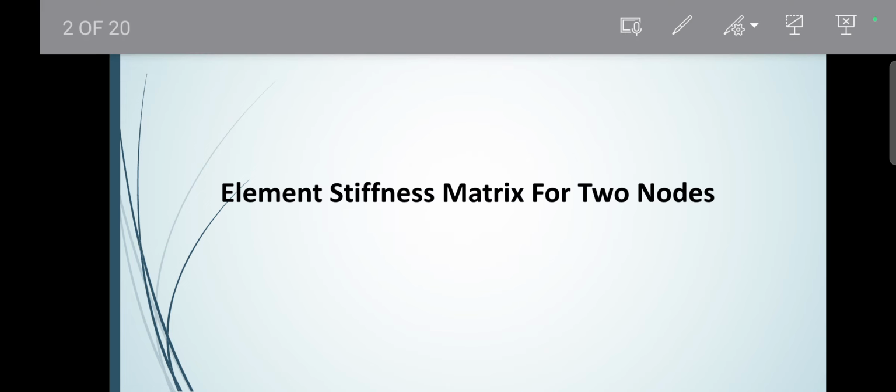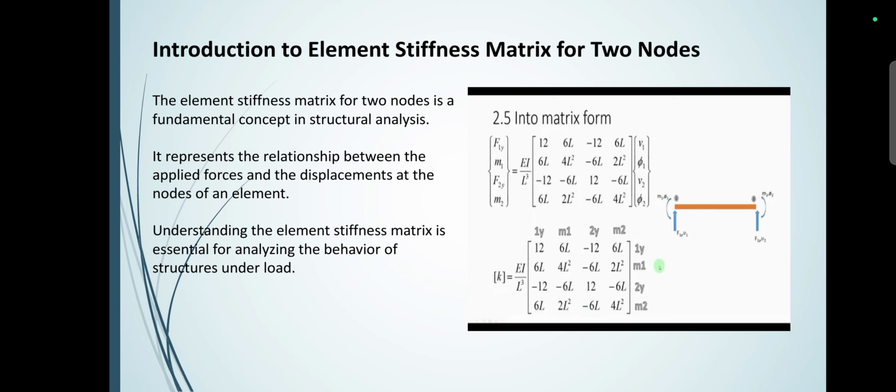A concept on element stiffness matrix for two nodes. Introduction to element stiffness matrix for two nodes. The element stiffness matrix for two nodes is a fundamental concept in structural analysis. It represents the relation between the applied forces and the displacement at the nodes of an element. Understanding the element stiffness matrix is essential for analyzing the behavior of structures under a load.